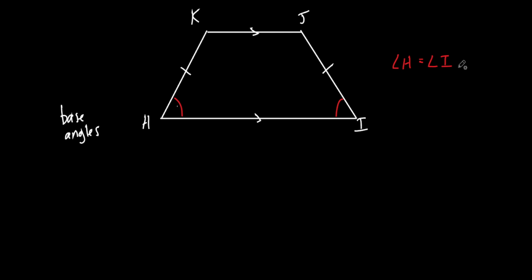What else do you think might be equal? It's pretty obvious, I think. What do you think? That's it. No, not H. It's J, because they're base angles to the same base, KJ. So those two base angles would be equal to each other as well. So I could say what? Angle K is going to equal angle J. All right, that's our first theorem. Remember, this only deals with what kind of a trapezoid? An isosceles trapezoid.